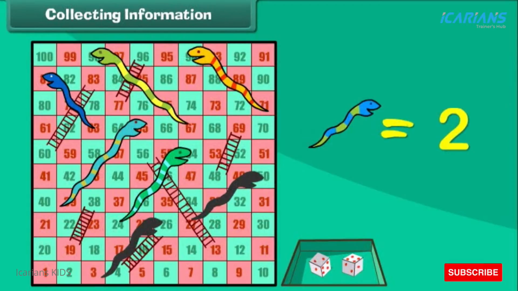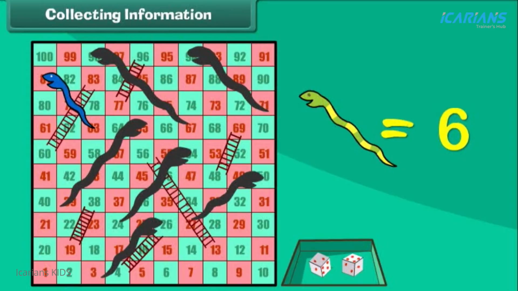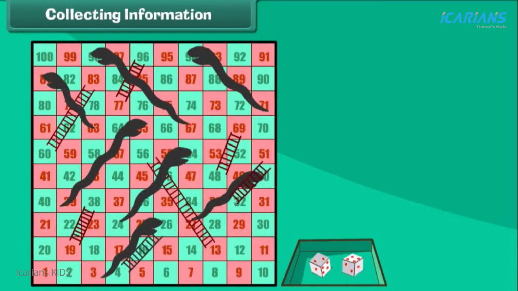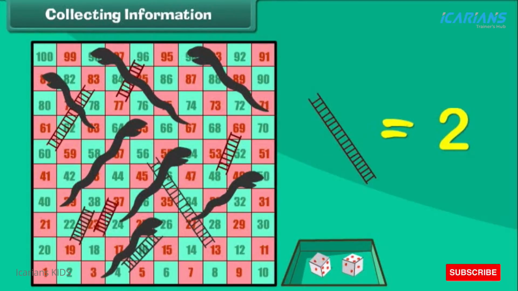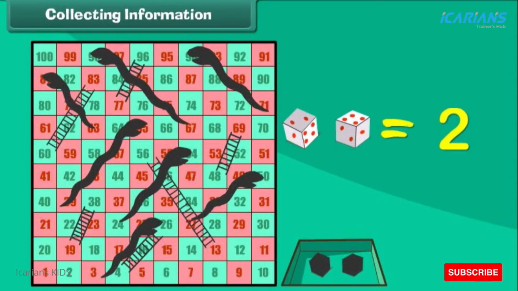1, 2, 3, 4, 5, 6 and 7. There are 7 snakes. Now we count the total number of ladders. 1, 2, 3, 4, 5 and 6. There are 6 ladders. How many dice do you see here? There are 2 dice.